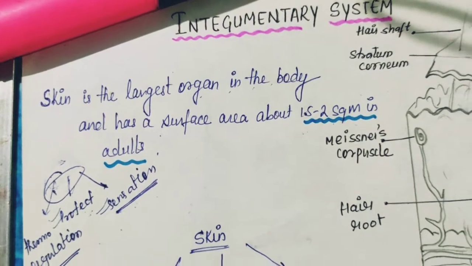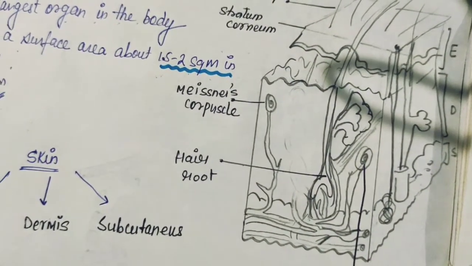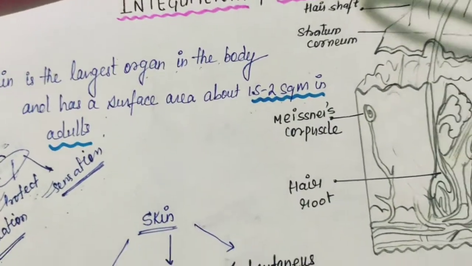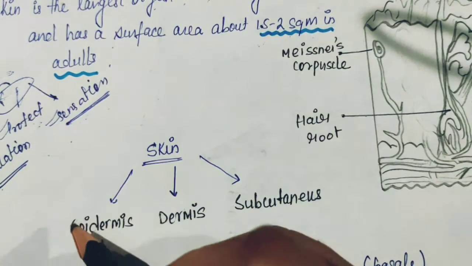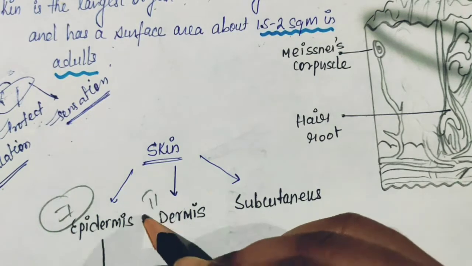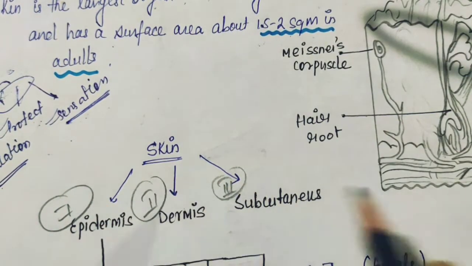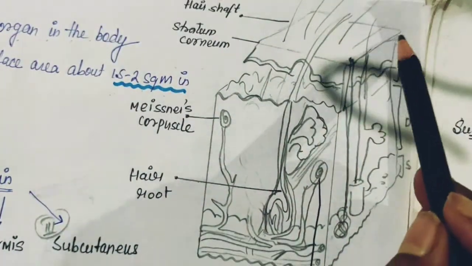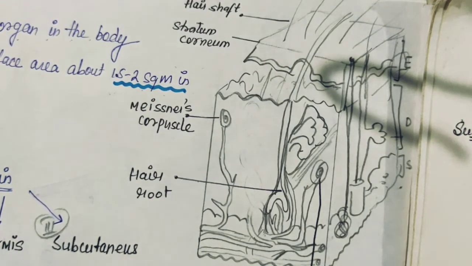Here I have drawn the layers and anatomy of the skin. Let me explain this. Before that, skin has generally three layers: first is the epidermis, second is the dermis, and third is the subcutaneous layer. So the skin is divided into three parts. Here you can see it will be really helpful. I have drawn this outer layer known as epidermis, then the dermis, and then the subcutaneous layer.